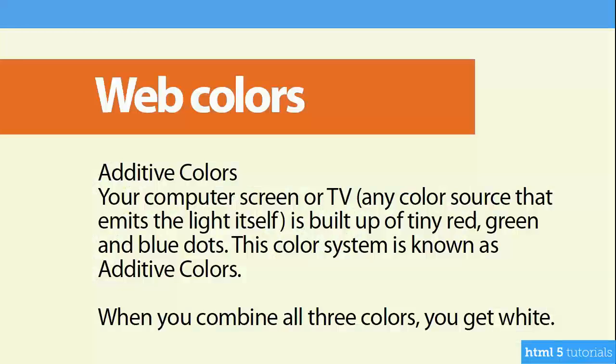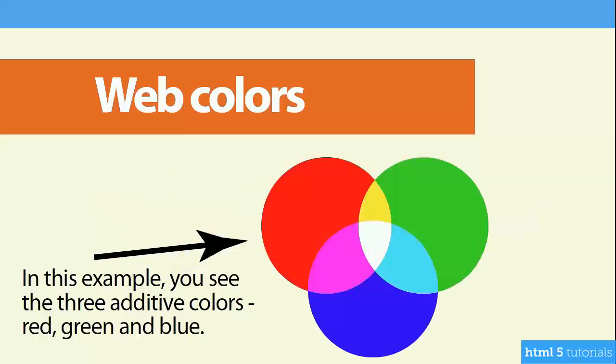In this lesson, let's talk a little bit about color on the web. Talk about things that we can control and things we can't control. On the web, the color that we use is called additive color.